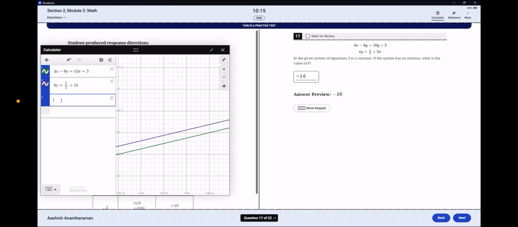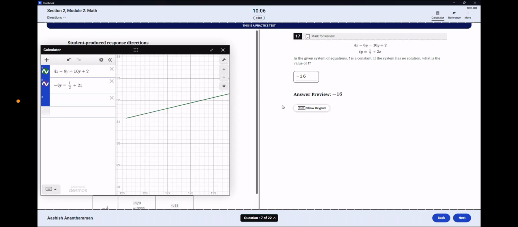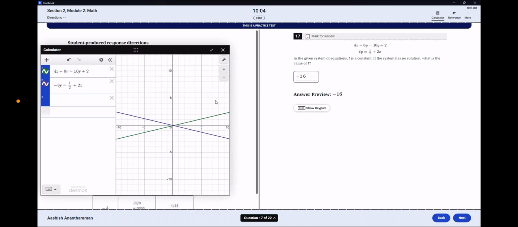And you know it's going to be negative 8. Sorry, positive 8. Those are going to give you two lines that are positive and they're parallel and have no solution. And as you can see on the Desmos, they don't intersect.